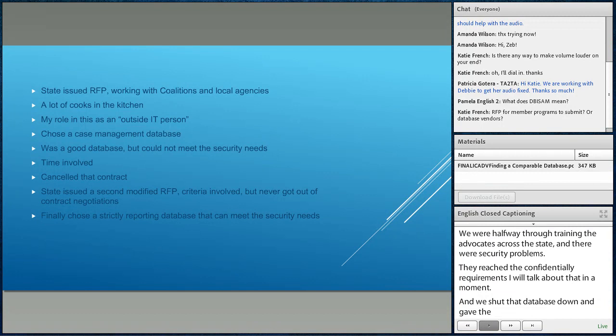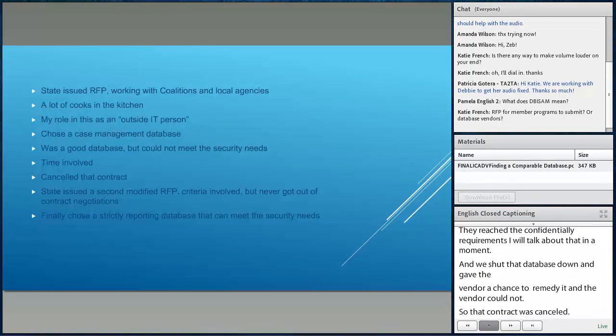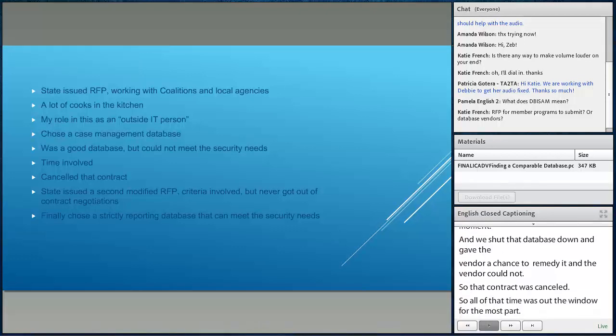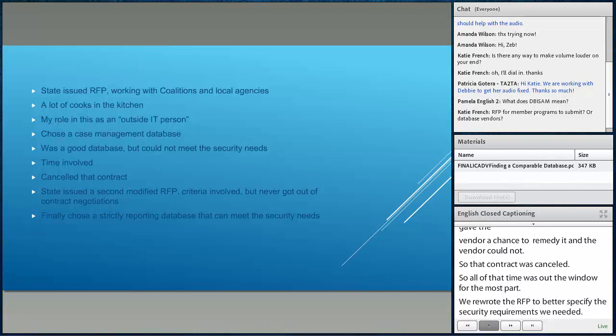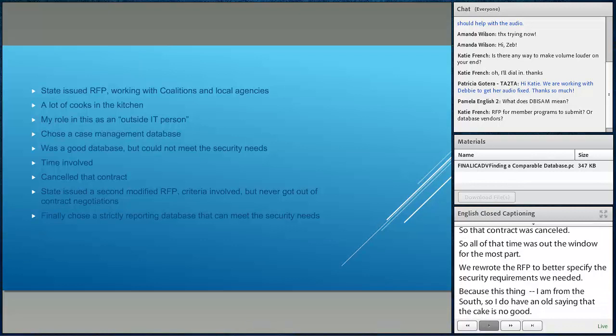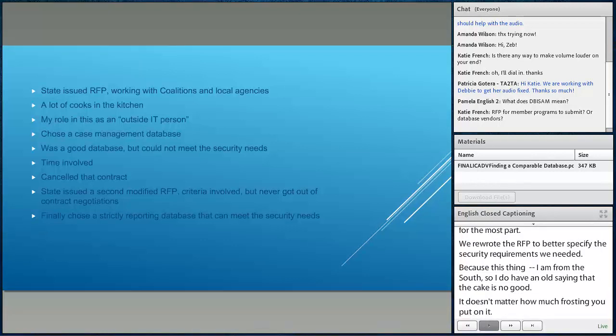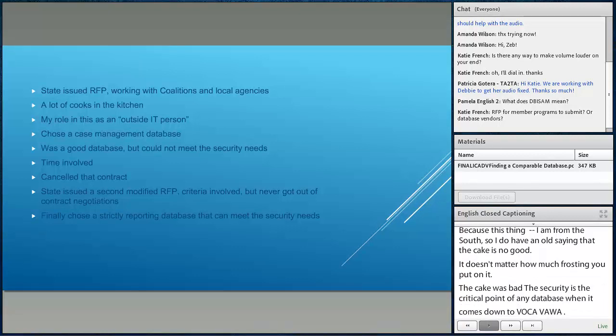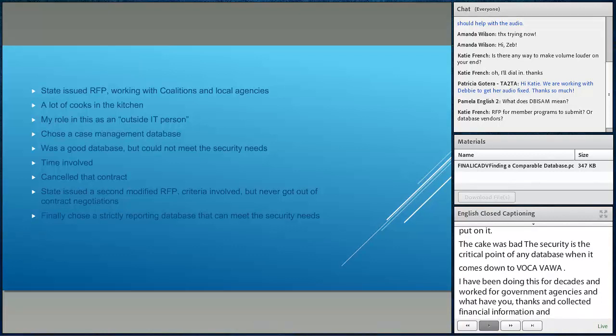We rewrote the RFP to better specify the security requirements we needed. I'm from the South, so I have an old saying: cake is no good, doesn't matter how much frosting you put on it. The cake was bad. Security is the critical point of any database when it comes to VOCA and VAWA. I've been doing this for decades. I've worked for government agencies, banks, protecting financial information, federal information. When I came to work here at the Coalition, I was protecting something a lot more valuable. This is something I've learned over the last few years: we're actually protecting survivor information.